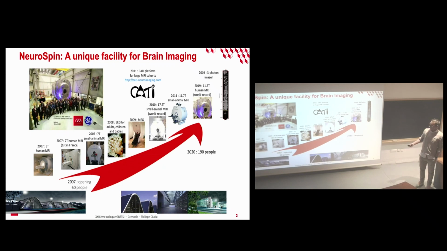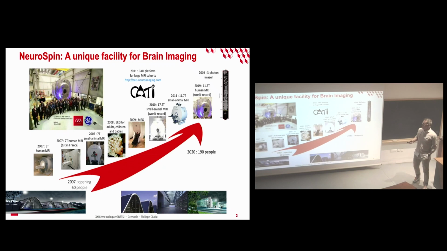So as Monique mentioned, I'm working at Neurospin, which is a unique facility for brain imaging, doing essentially MRI both in the preclinical setting and in the clinical setting, with the specificity of focusing on ultra-high magnetic fields, from 7 Tesla to 17 Tesla in small animals, and from 3 Tesla to now 11.7 Tesla in humans.